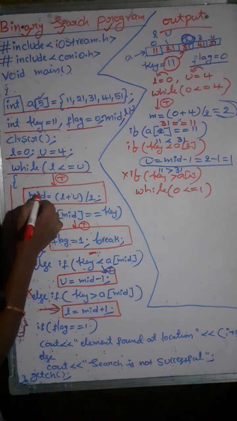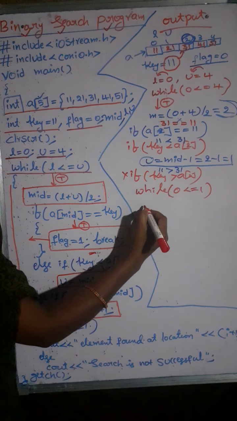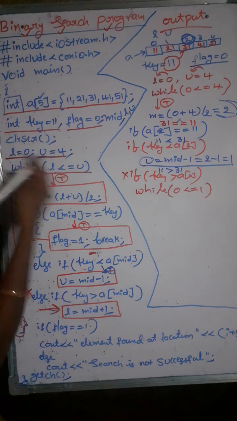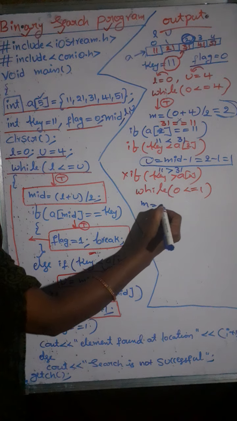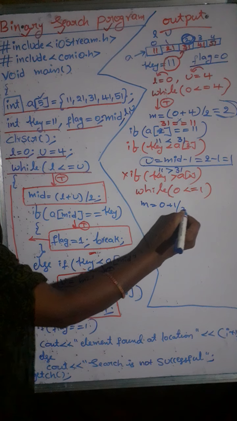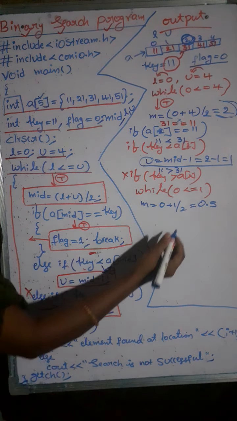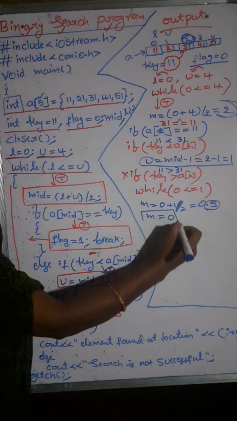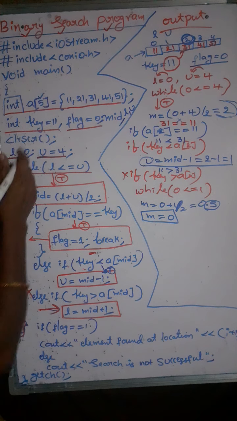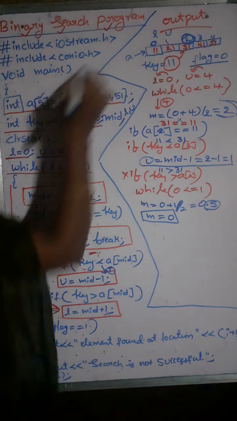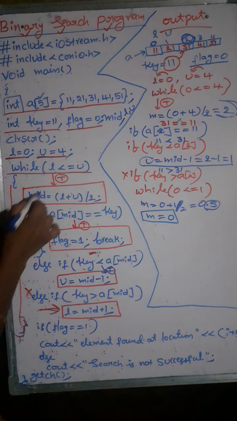So what should we do now? Again we should find the middle index. What is the middle index? Middle index equals lower bound plus upper bound by 2. 1 by 2 is 0.5. But if you observe, if you perform any arithmetic operation on integers, the result will also be an integer. So we should not consider the fractional part. We should consider only the integer part. So what is the middle index now? 0.